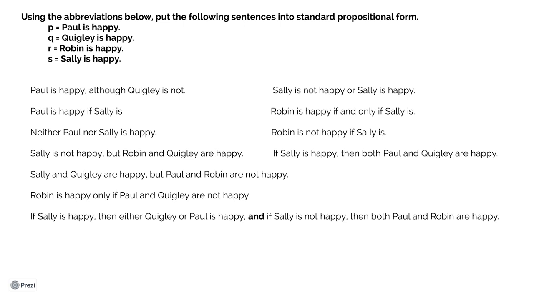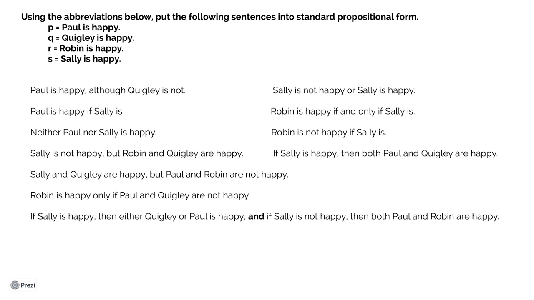Do we mean Robin is happy if Paul is not happy and Quigley is not happy? Or do we mean Robin is happy if it's not the case that Paul and Quigley are happy? In one sense, negation, parenthesis P and Q, what we're saying is it's not the case that they're both happy. Yet it could still be the case that one of them is unhappy while the other is happy. I don't think that's what the sentence is saying here.